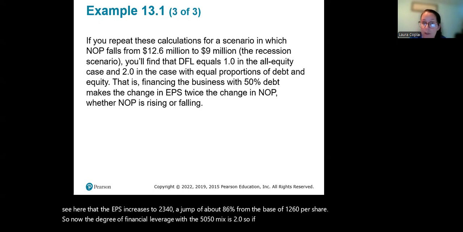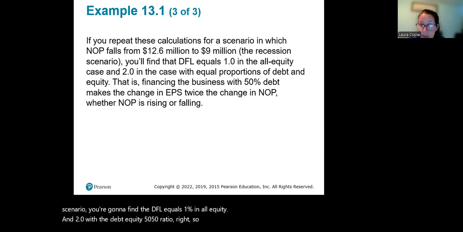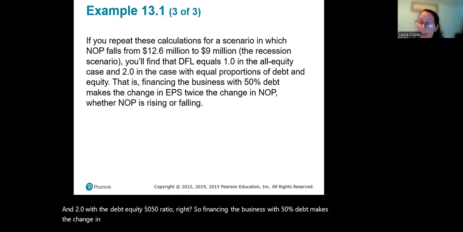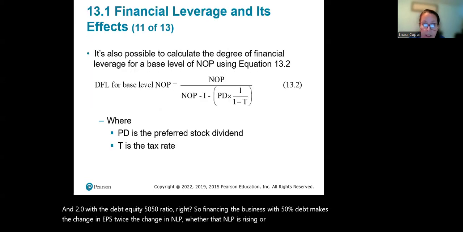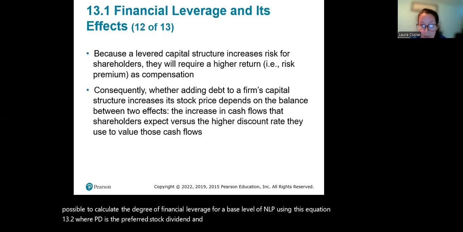So if you repeat those calculations for a scenario where the NOP falls anywhere between the 12.6 and 9, which is the recession scenario, you're going to find the DFL equals 1.0 in the all equity case and 2.0 with the debt equity 50/50 ratio, right? So financing the business with 50% debt makes the change in EPS twice the change in NOP, whether that NOP is rising or falling, okay? So it's also possible to calculate the degree of financial leverage for a base level of NOP using this equation 13.2, where PD is the preferred stock dividend and T is the tax rate.